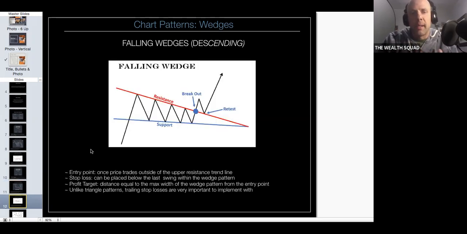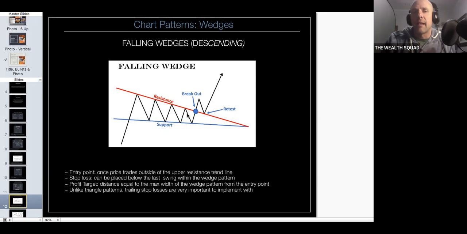And your entry point is going to be vice versa to the rising wedge. It's going to be once your price trades outside of the upper resistance trend line right here, right? And your stop loss is going to be placed below the last swing within the wedge pattern, right?